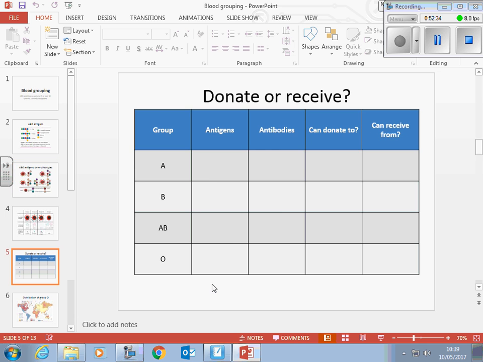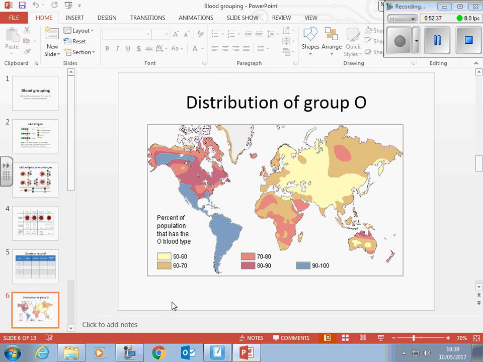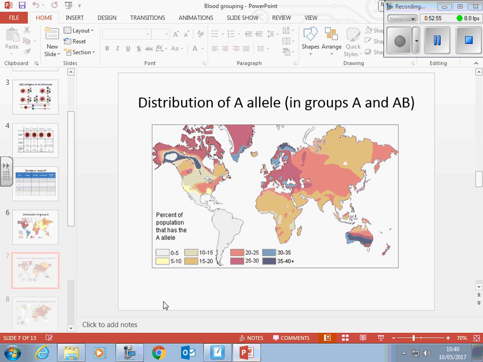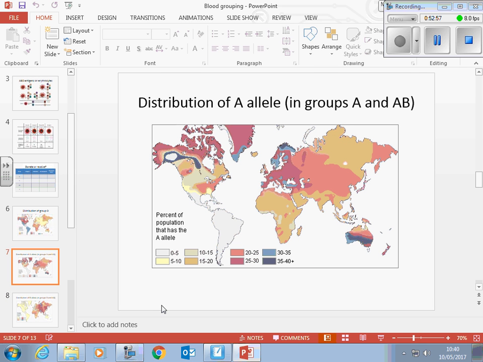Anyway, going back to those maps briefly. Group O is least common in the pale areas and the orangey reds, and most common in the blue. Now the A allele, so that should now make sense that that is in group A and AB. It's a little harder to track that.